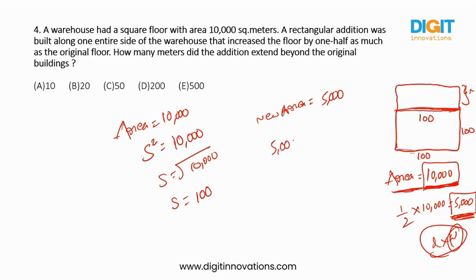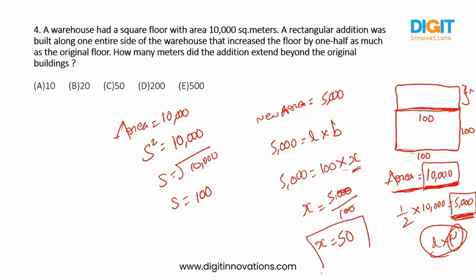So it would be length into breadth. 5,000 equal to length, it would be 100 and width would be x. So we have to find this width here. Sorry, two zeros. X would be 50. So the additional extent is 50. So it is option C. So I hope you are clear. Then I'll go to the next question.